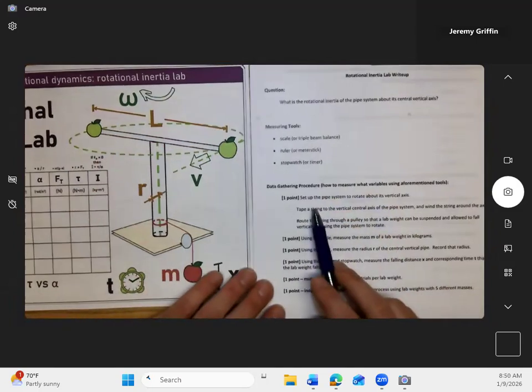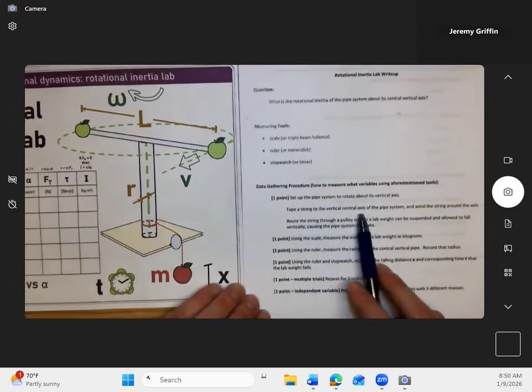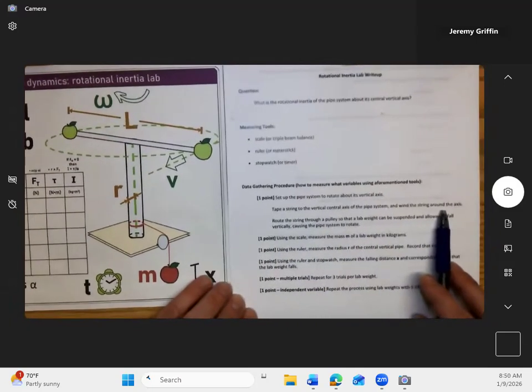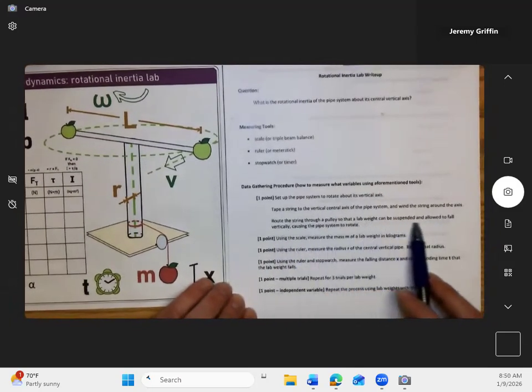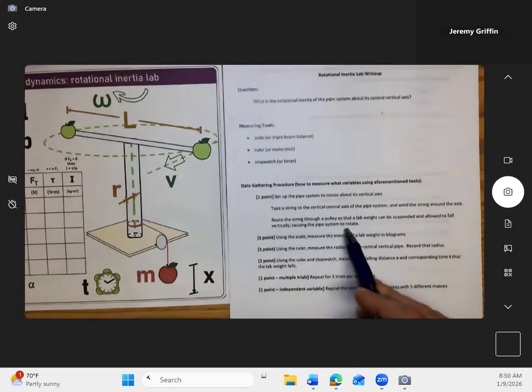Okay, so here's what I came up with. A set of pipe systems rotates about its vertical axis. Tape a string to the central vertical axis and wind the string around the axis. Route the string through a pulley so a lab weight can be suspended and fall vertically, causing the pipe system to rotate. Boom. That's it. That's the entire setup. Just something real short. That's all I look for.